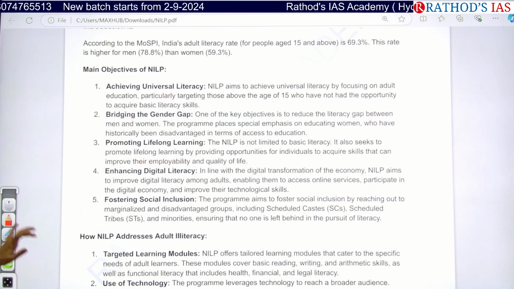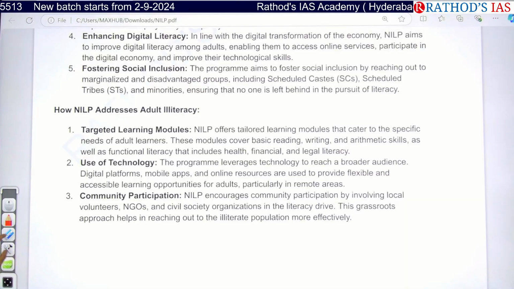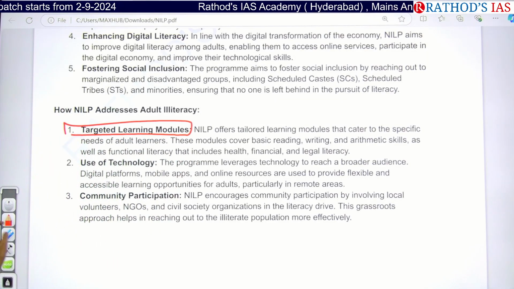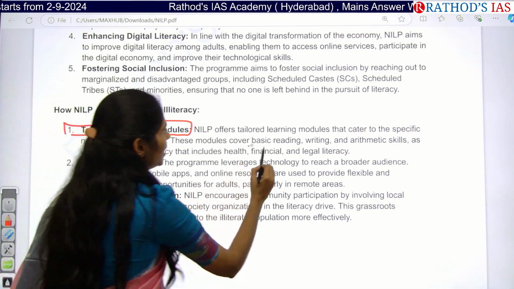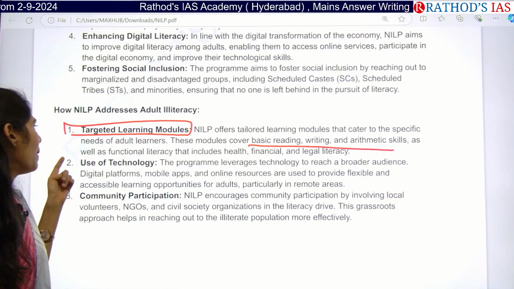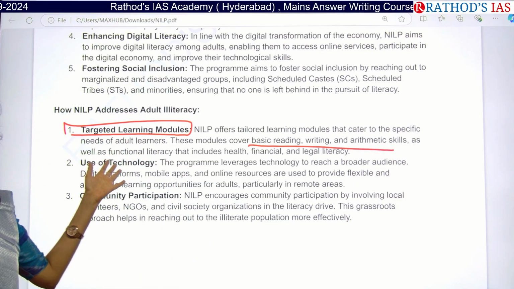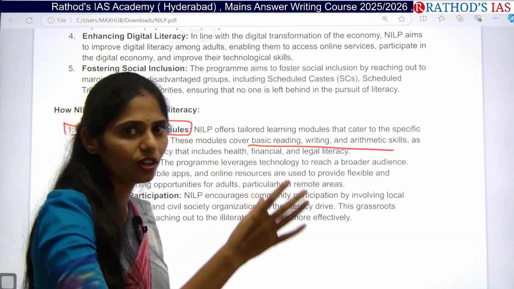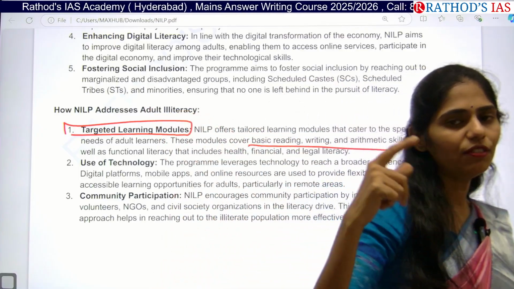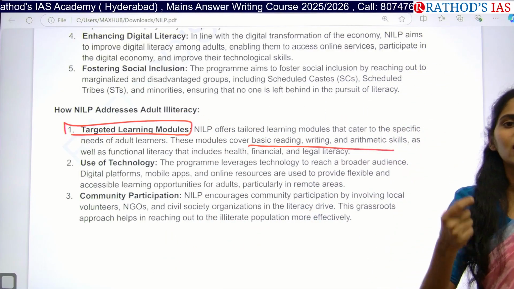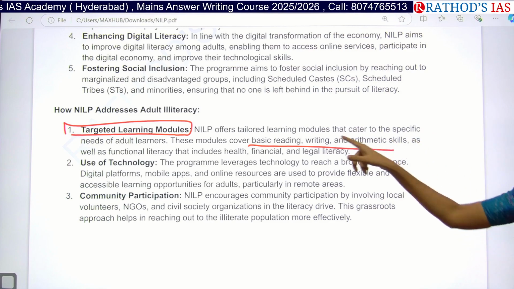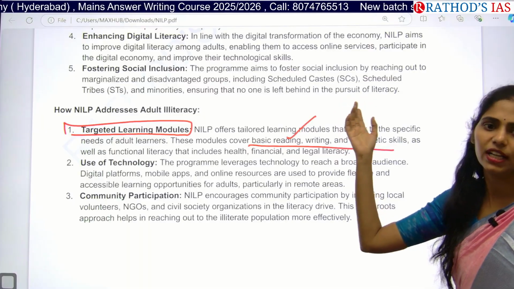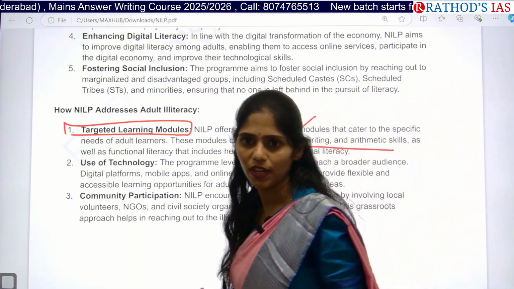And the next one is how it is going to address adult literacy. So we are focusing on targeted learning models. In these models, we are covering basic reading, writing, and arithmetic skills. And apart from that, we are also focusing on functional literacy as well as skills. Earlier, what were the programs we had? They had focused only on basic education. Because of that, we didn't achieve the target of eradication of adult illiteracy. But through this, we are focusing not only on writing, reading, and arithmetic skills, we are also focusing on other dimensions like vocational training as well.